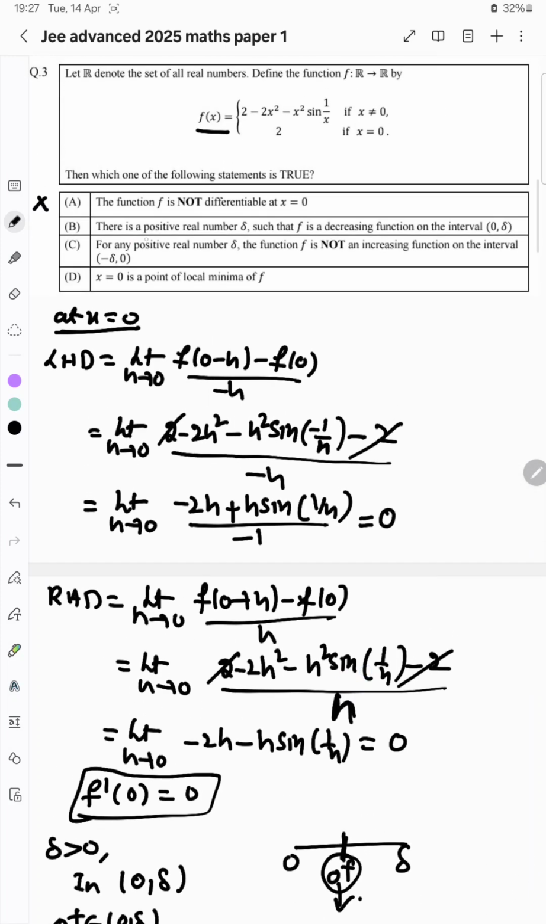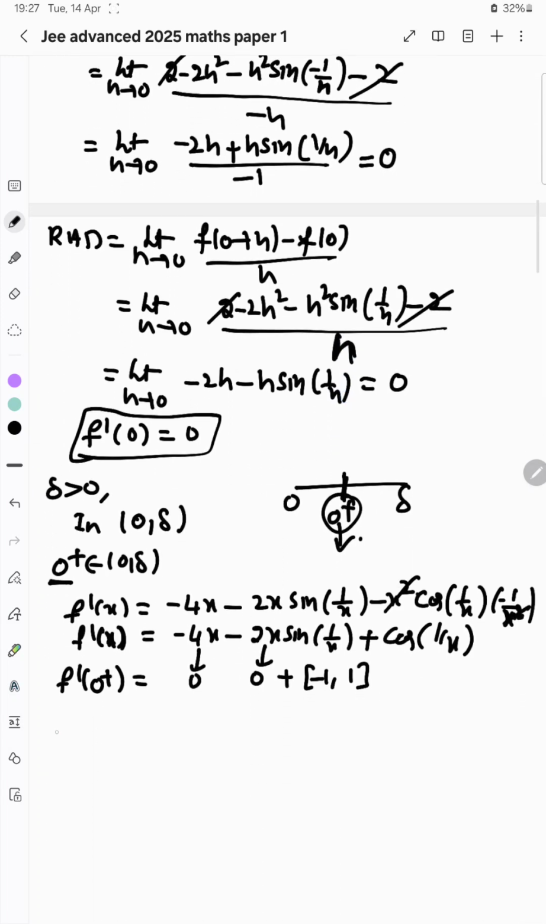But they give what now? There is a positive real number delta such that f is decreasing, the function they mentioned, but it is not decreasing, not increasing in the interval 0 to delta, right? So option B is wrong. And they mentioned what now here? For any positive real number delta, the function is not increasing on the interval minus delta to 0. So even if you are taking minus delta to 0 also.